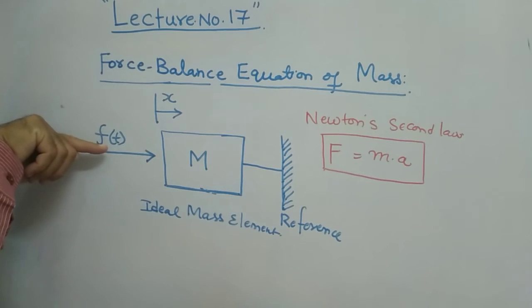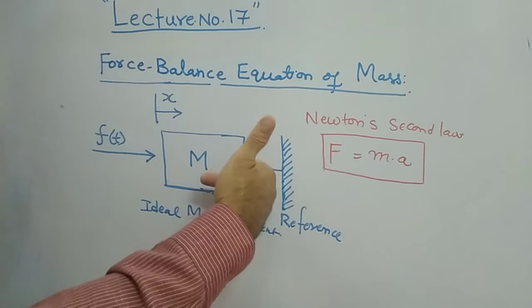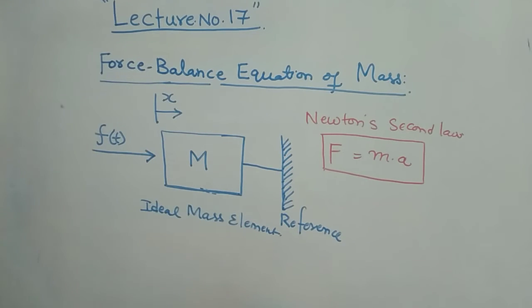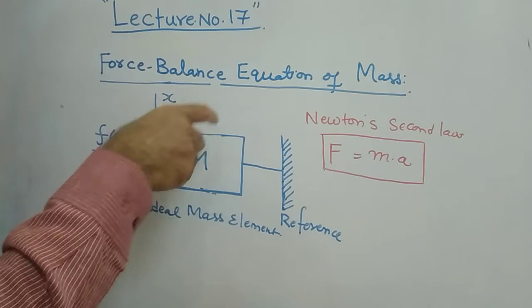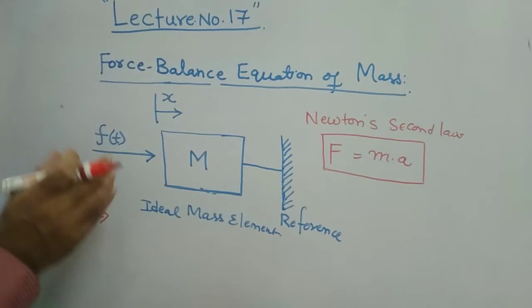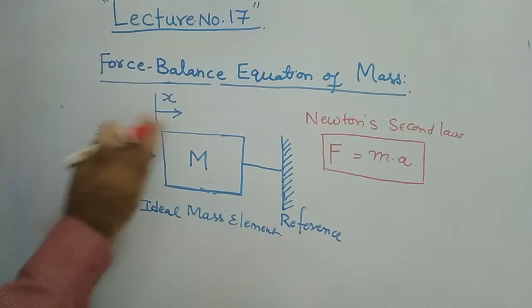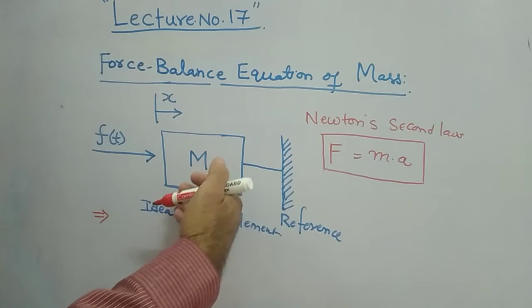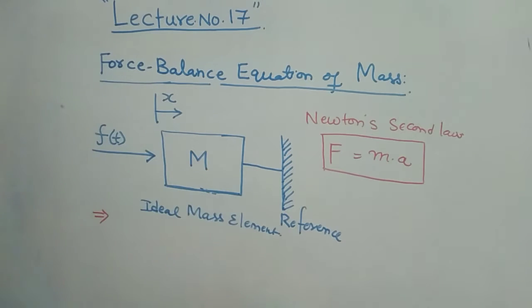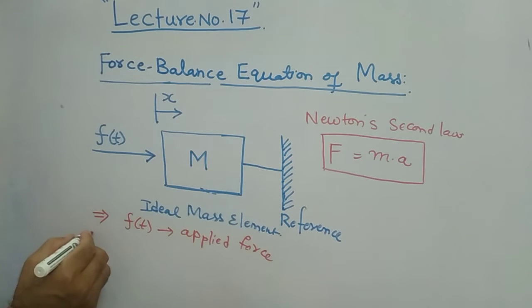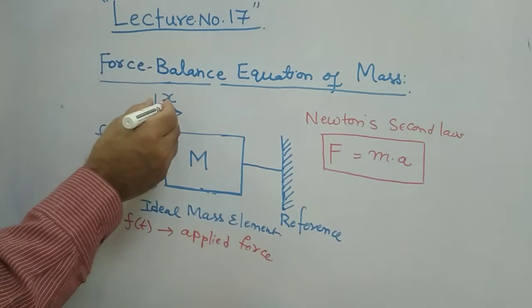Whenever you apply some force on this body, at the same time the body will offer an opposition force, and that force is proportional to the acceleration of the body. Acceleration is nothing but a. So here, what is F of t? It is the applied force, or input force. m is the mass, which you already know, and x is the displacement, which you already know.